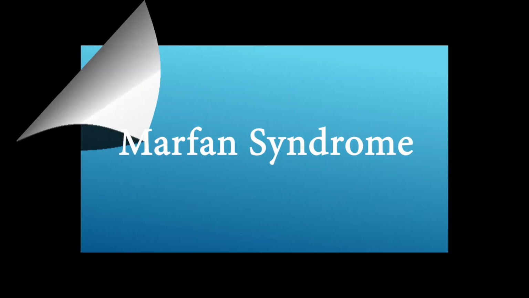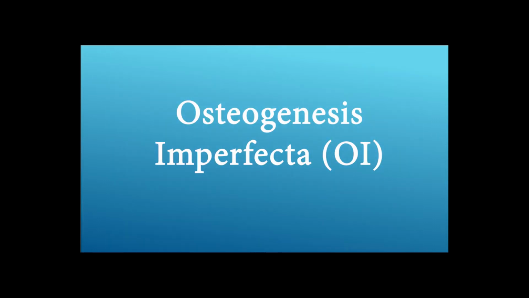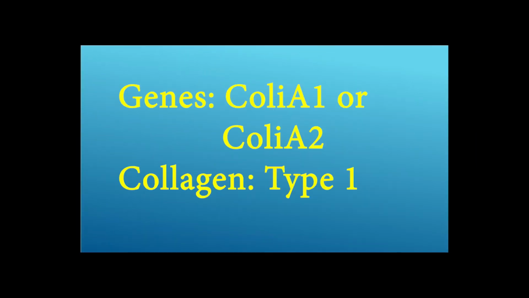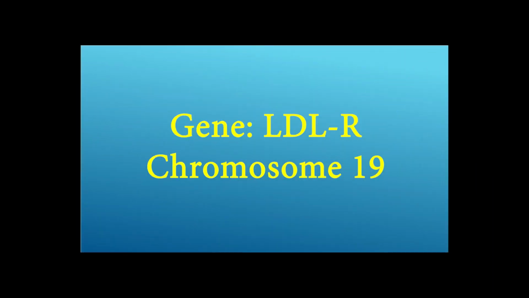Marfan syndrome. Gene, FBN1. Chromosome 15. FBN1 codes for protein fibrillin 1. Osteogenesis Imperfecta. Genes, COL1A1 and COL1A2. Type 1 collagen. Familial Hypercholesterolemia. Gene, LDLR, chromosome 19.